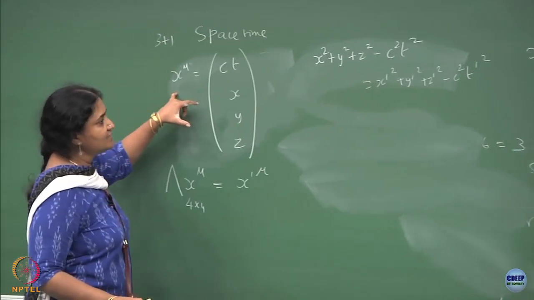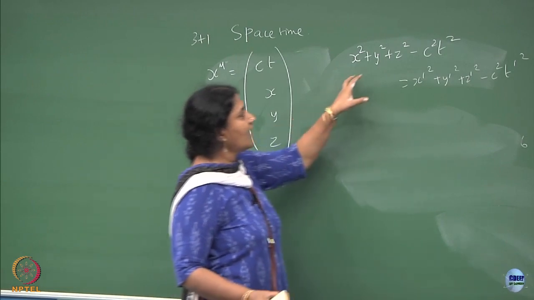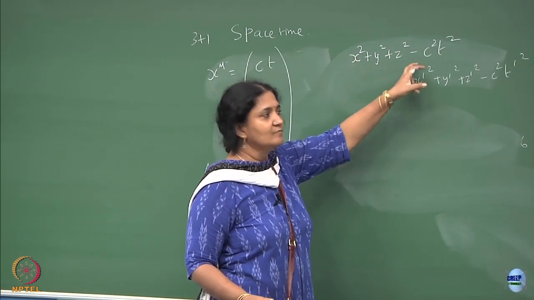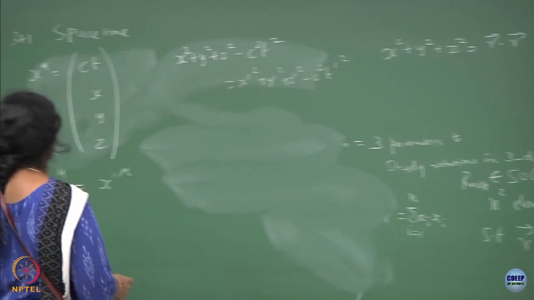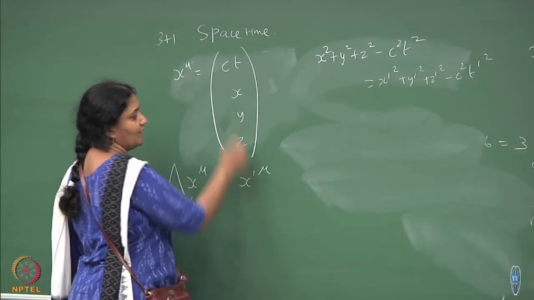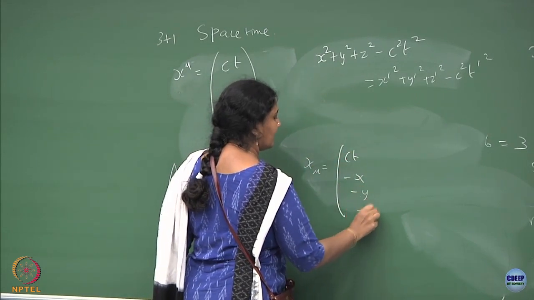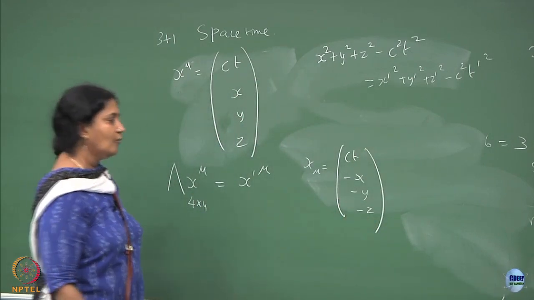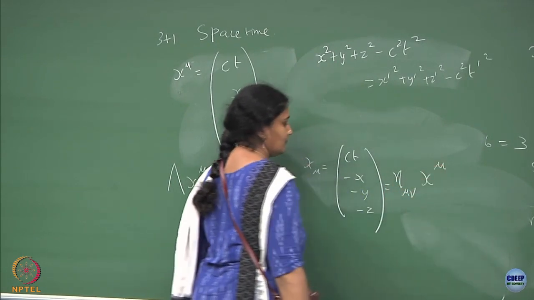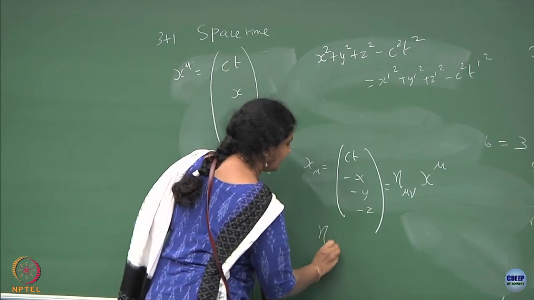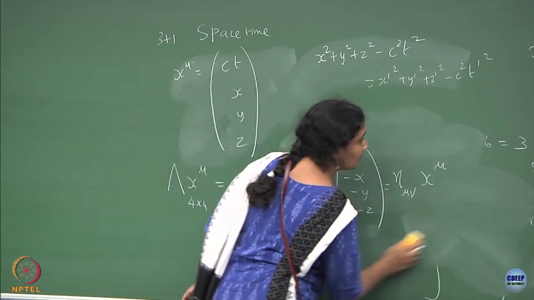So in this notation, with x mu written as a column vector this way, I can write this also as a dot product. Just like I wrote here, I can do that there. So what is the dot product going to be? You have to remember, if x mu is this way, we define small x mu to be ct, minus x, minus y, minus z. Or equivalently, you can also define it as eta mu nu x mu, where eta mu nu is a diagonal matrix. What is the diagonal matrix? Let me write it above.